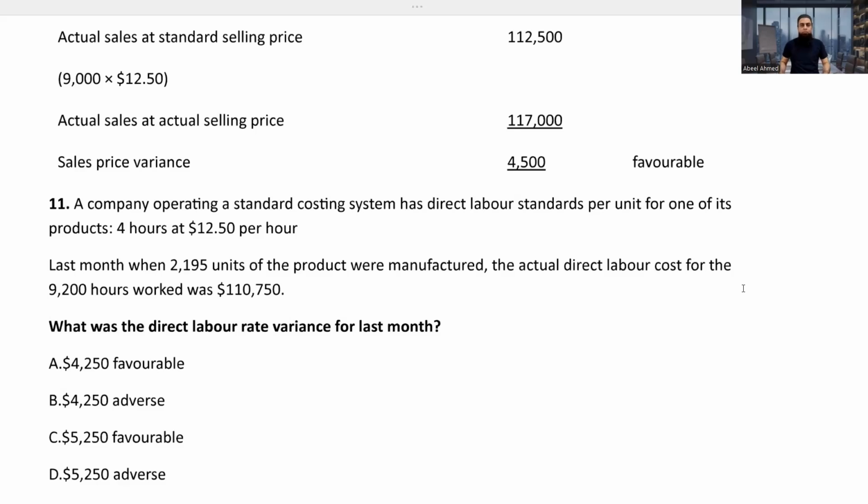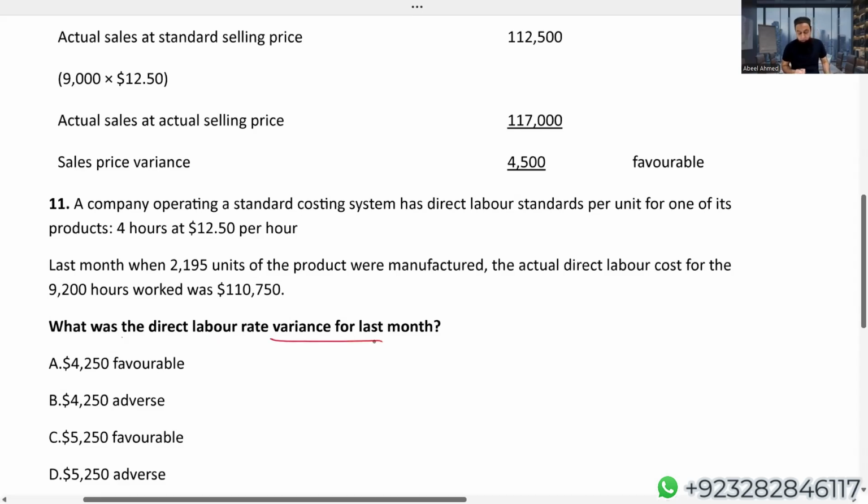Okay, dear PM students, performance management students, let's discuss this question on variance analysis. This question is from Study Hub. What was the direct labor rate variance for the last month? They're asking us to calculate the direct labor rate variance.